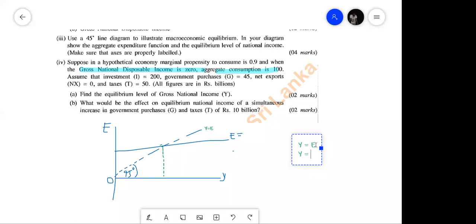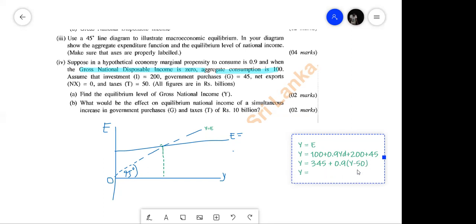Okay, equation 100 plus 0.9 yd. I'm also fed up because I've been teaching this now. Okay, C plus I is 200, government spending is 45, net exports is 0. Okay, so you can just leave it off. Taxes they're given as, okay. So y is equal to, again, the autonomous parts, 200, 300, 345 plus 0.9 into y minus, how much is our taxes? Our taxes is 50. So y minus 50.